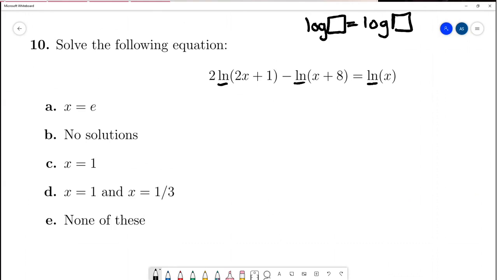I'm going to write a single log on the left-hand side and a single log on the right-hand side so that I can equate what's inside the logs. Before I can write it as a single log, I need to review a couple log properties with you.